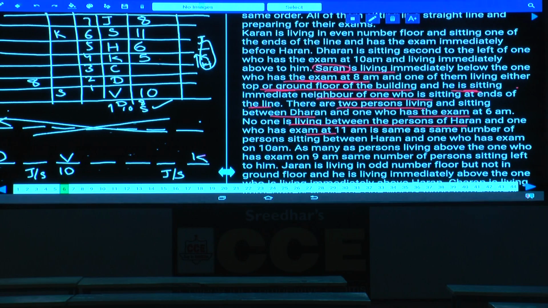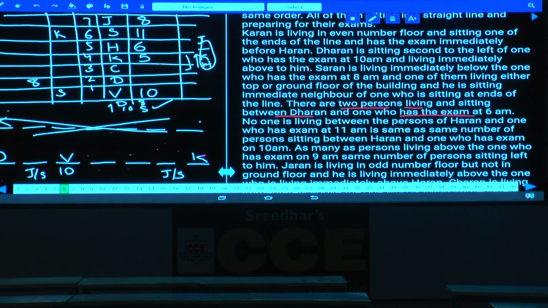Two persons live in between. There are 2 persons sitting between Dharan and the one who has exam at 6 am. Dharan and the one at 6 am. How many persons are here? There are 2 persons, isn't it? And sitting between Dharan and the one who has exam at 6 am. Now between these two, how many persons? There must be 2 persons, isn't it? 2 persons in between these two.